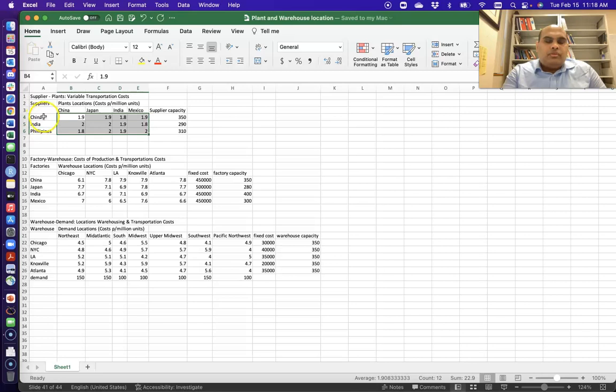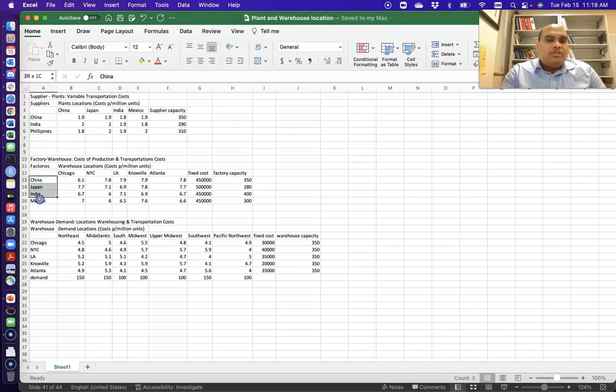So if you transport 1 million units from a supplier in China to your plant location in China, it's going to cost you $1.90. But if you do it from supplier in China to plant in Mexico, it's also going to cost you $1.90, right? And these are all the variable cost values that are given to you. So this is the first part of the supply chain, going from your supplier to your plant locations.